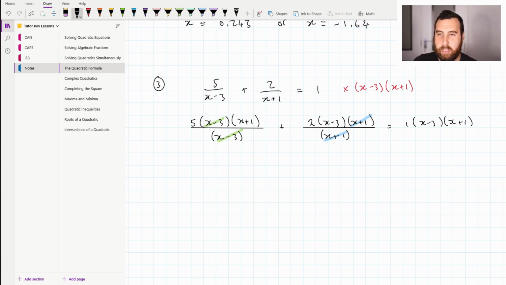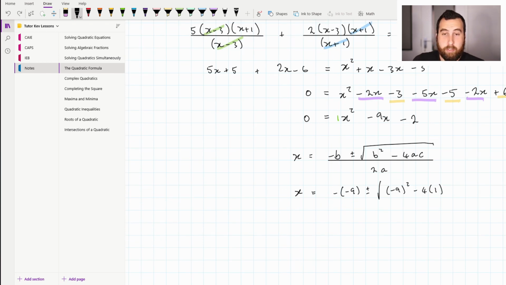So 5 is going to expand, and we're going to get 5x plus 5 plus 2x minus 6, and that is equal to x squared plus x minus 3x minus 3. And I used FOIL to expand, where we have the first terms, outer terms, inner terms, and last terms being multiplied and then added together. And then we have our c term, which is minus 2, and all of this is going to be over 2 times 1.